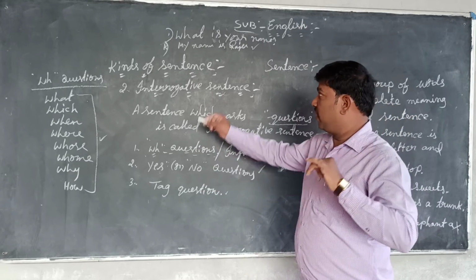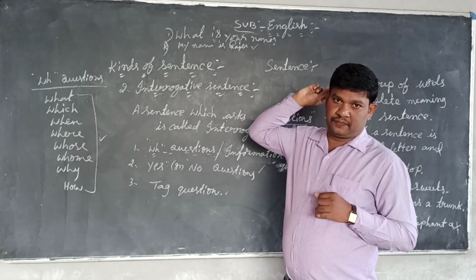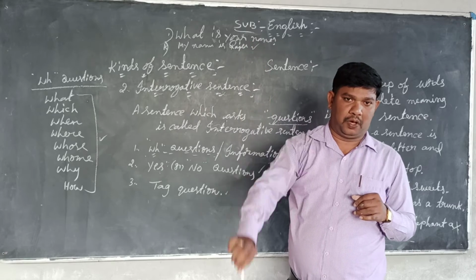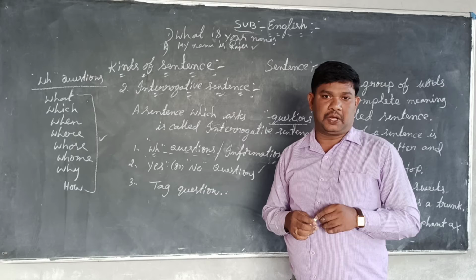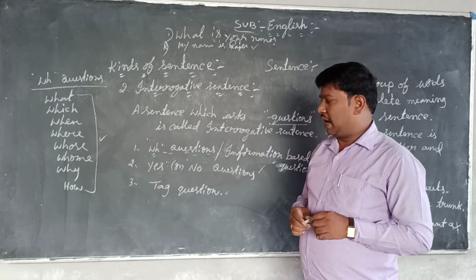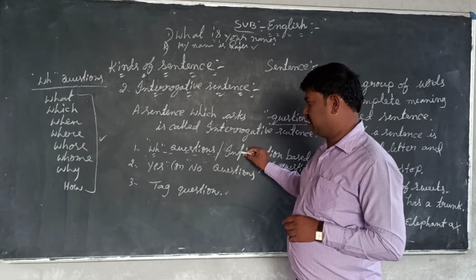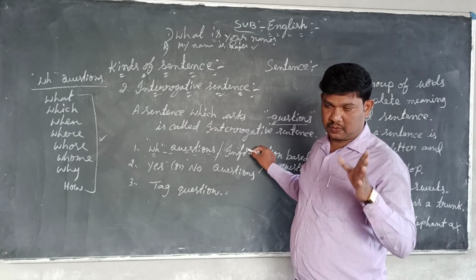Just remember. For example, where are you going? I am going to the temple. Where is your house? My house is beside the Hanuman temple. So like this, WH questions are also called information based questions.